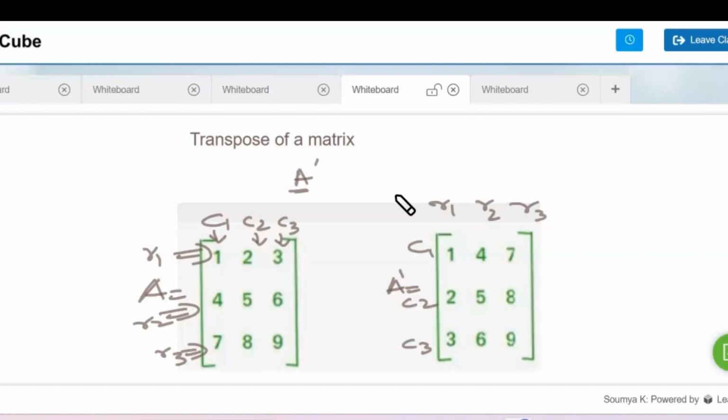You can just check here, 1, 2, 3. This is in the first row. Now it appears in the first column. Okay. Then 4, 5, 6. This appears as a column. Next one is 7, 8, 9. It appears as a column here. So that is what transpose is. Okay.